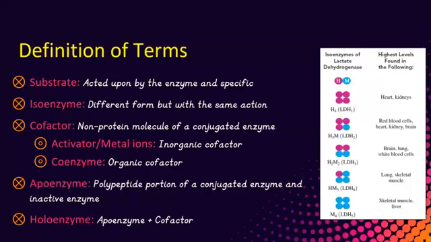So we have also our apoenzyme. They are the polypeptide portion of a conjugated enzyme and an inactive enzyme. Again, when we say polypeptide, that is the apoenzyme. And then we have our holoenzyme. This is a combination of our apoenzyme plus our cofactor. So we will be encountering the following terms later on.